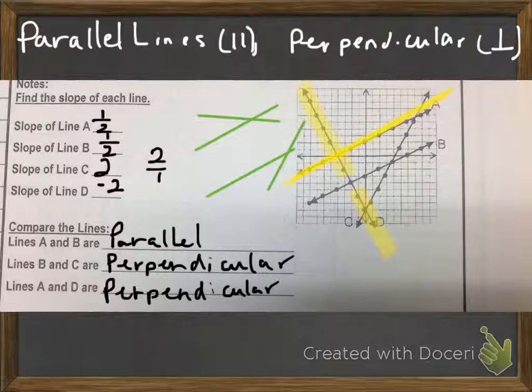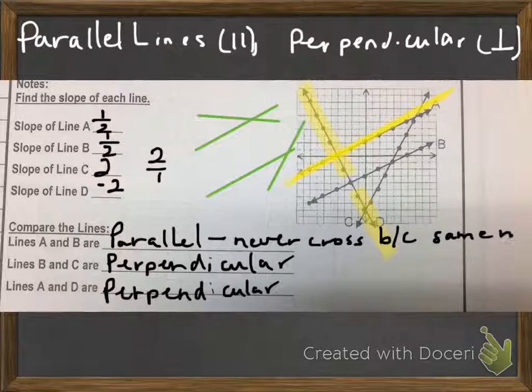So now let's make some conjectures, and that's just deducting what you've learned. What can you tell me about parallel lines? Why do you think they never cross? Because their slopes are the same. Okay, so parallel lines never cross because they have the same slope. Okay, let's look at that for a minute.